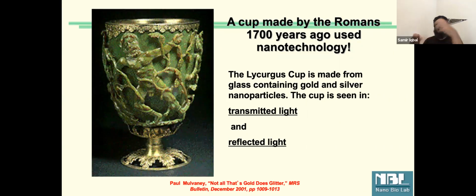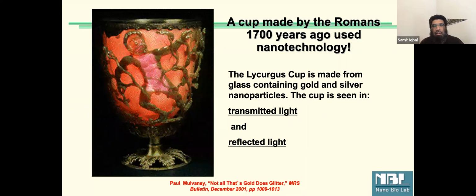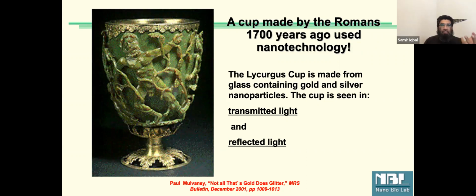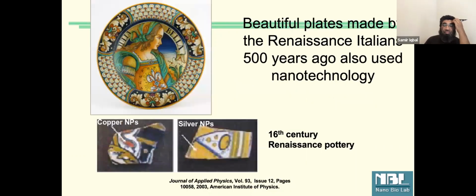So they crafted it and put nanoparticles in it that would reflect different wavelengths depending on whether we are transmitting light or reflecting light. Just another example from 500 years ago, where we were using nanoparticles to give different colors. That's one of the reasons so many of those colored art pieces still maintain their color, because the color is not painted. The color comes from the metallic particles that are put in those things.